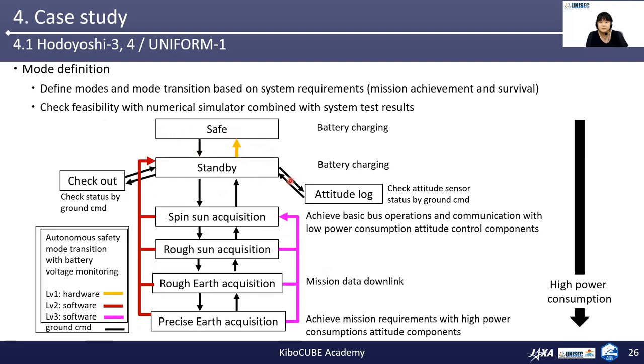Both mode transitions are coded on the flight software, and the threshold value and the mode transition destination can be updated via ground command. When the battery voltage reaches the lowest threshold, the system moves onto the safe mode by analog circuit logic. The feasibility of these logics is confirmed with numerical simulation together with experimental verification.